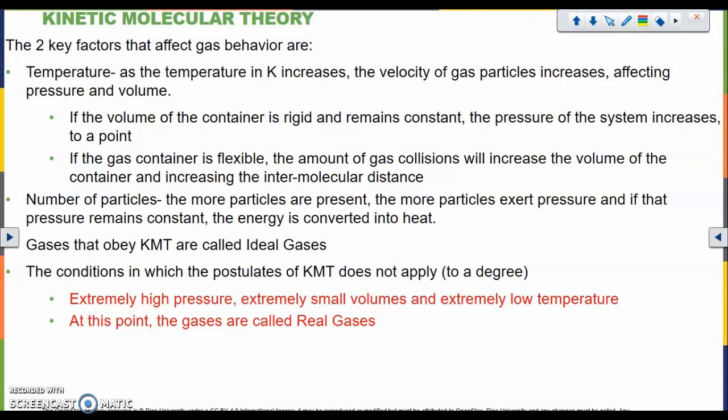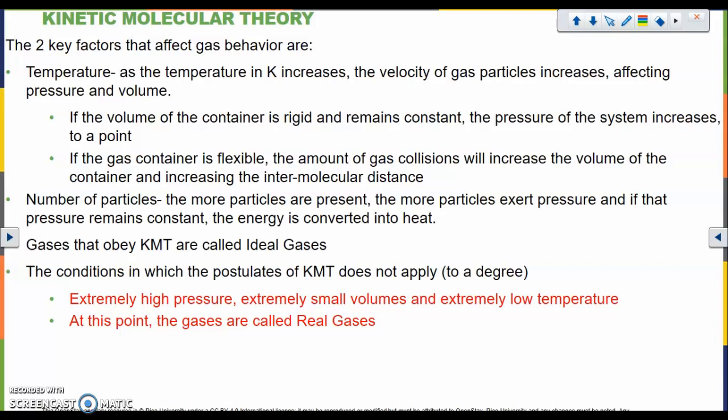In your PowerPoint slides, there were a bunch of tenets, or rules, for the kinetic molecular theory. But the whole basis of the kinetic molecular theory actually is two things. A, that gas particles are very, very far away from each other. So the molecules in a gas are separated by quite vast distances.